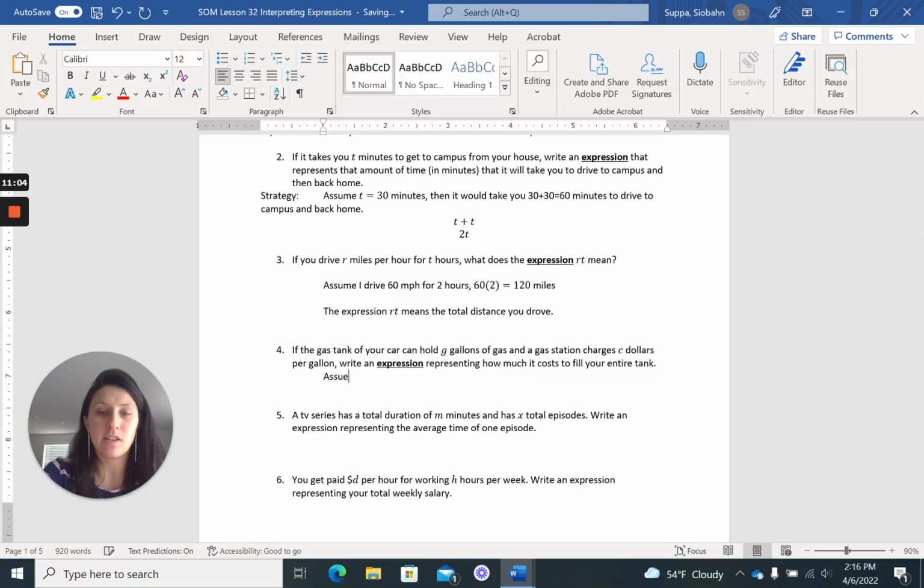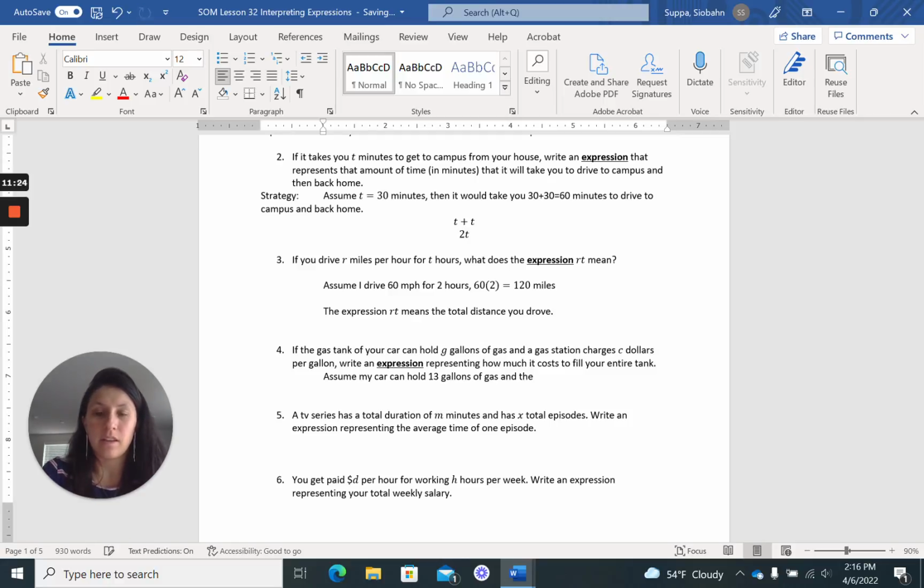I'm going to use my strategy here. Assume my car can hold 13 gallons. I think that's about what my car holds. Maybe it's 15. And right now, as we all know, gas prices are horrendous. They're ridiculously high because of all the world events going on.